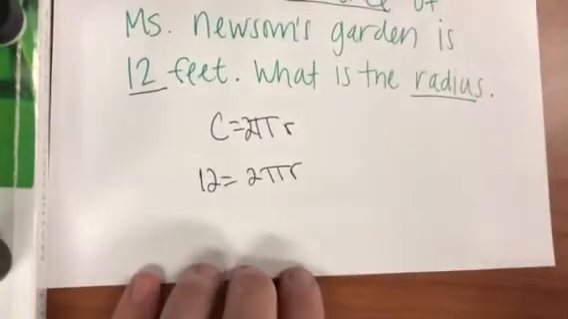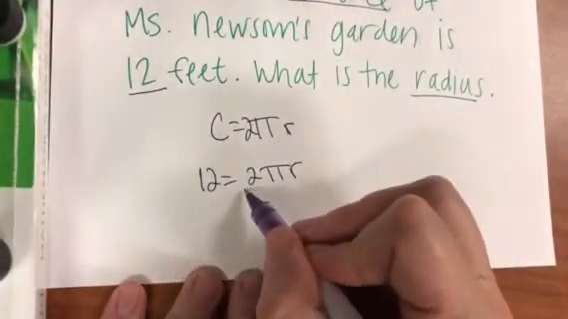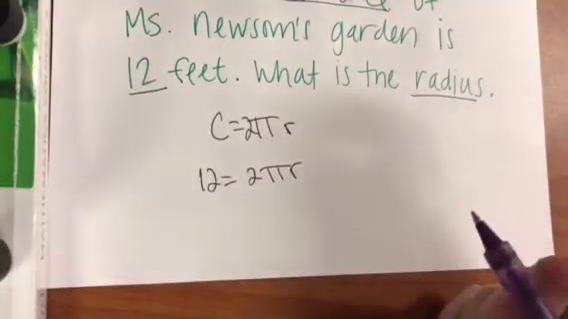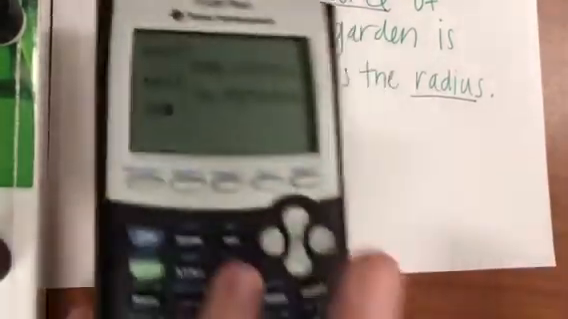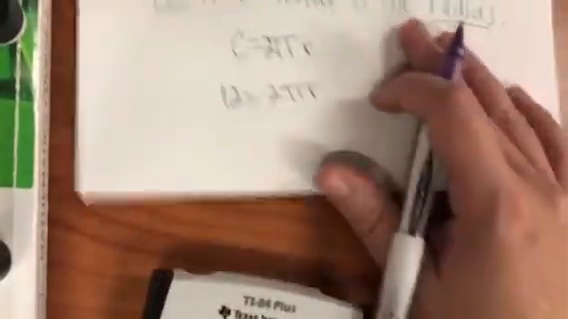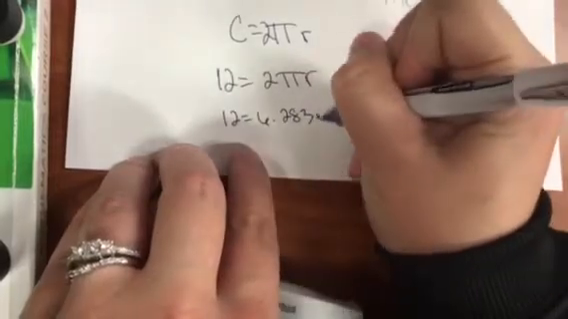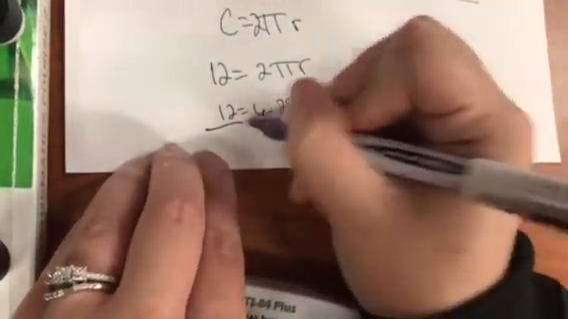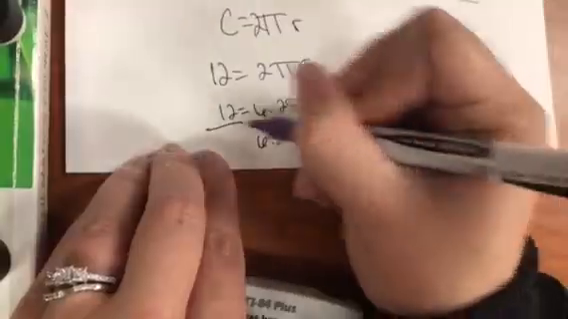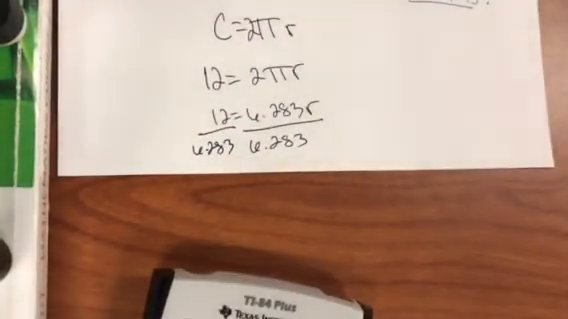Miss Green, why is solving equations so important? Because you're going to need it for everything. First thing first, I'm just going to multiply 2 and pi. So 2 times pi equals 6.283. So 12 equals 6.283 r. Then I'm going to divide by 6.283.